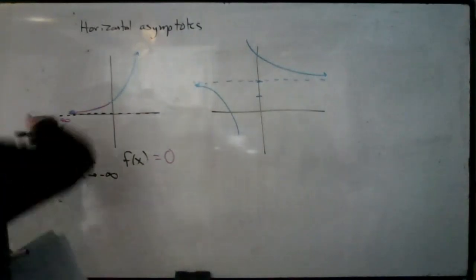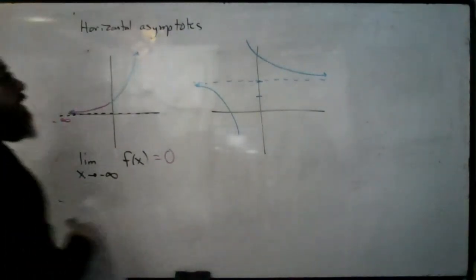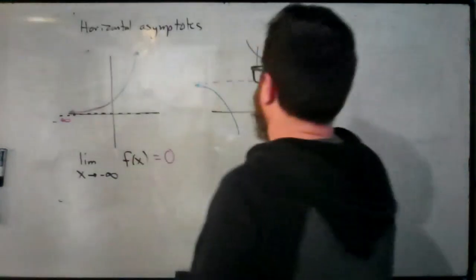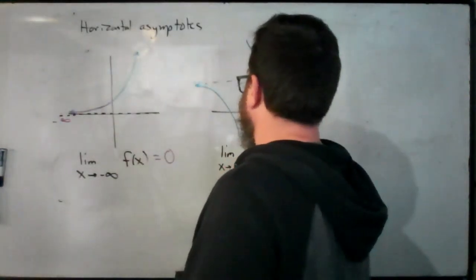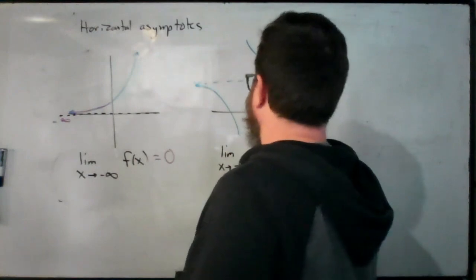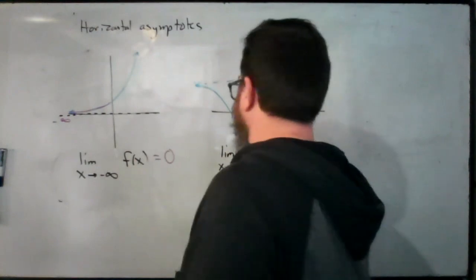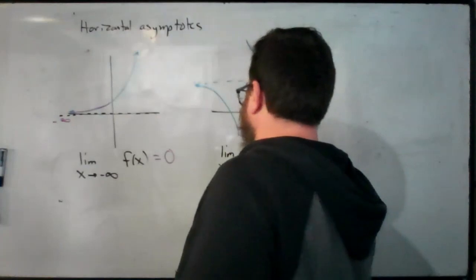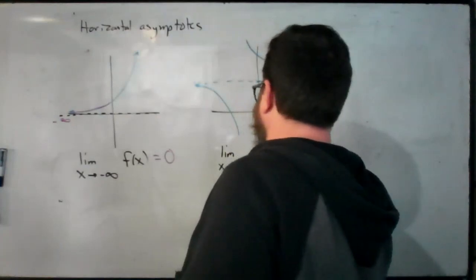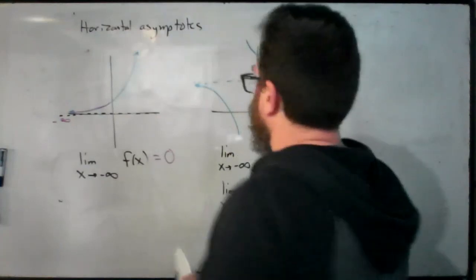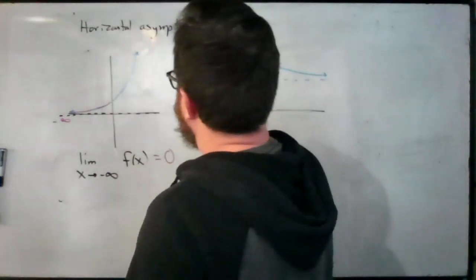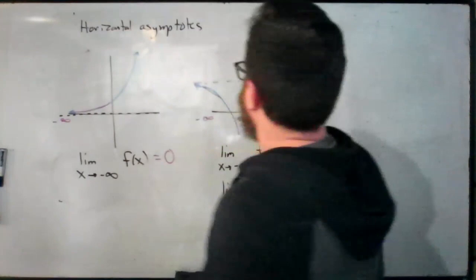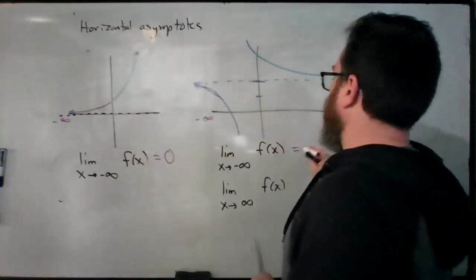Now, as I go to positive infinity, it's shooting off to infinity. Now, for this one, I can ask you what is the limit as x approaches negative infinity of f of x, and I can also ask you the limit as x approaches positive infinity of f of x. So if I'm approaching negative infinity over here, we can see that the y values are getting close to 2. So this is going to be equal to 2.